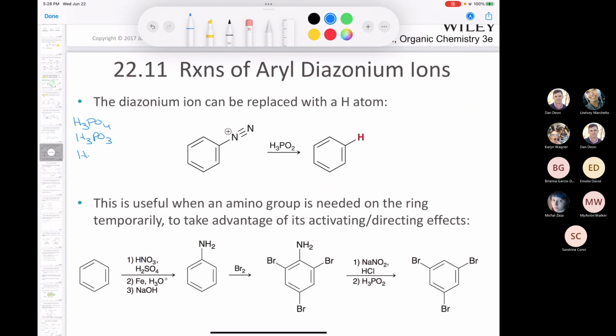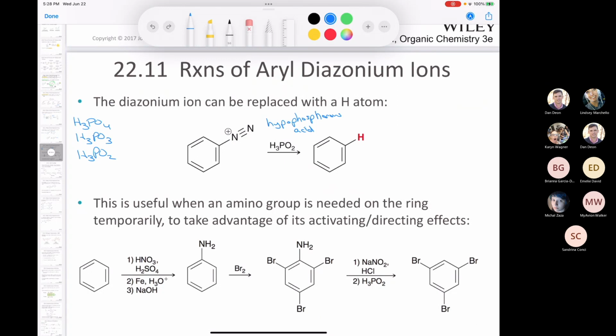And if you have H3PO2, that's hypophosphorus acid. Just a little review of acid nomenclature there. So hypophosphorus acid replaces the diazonium ion with a proton.